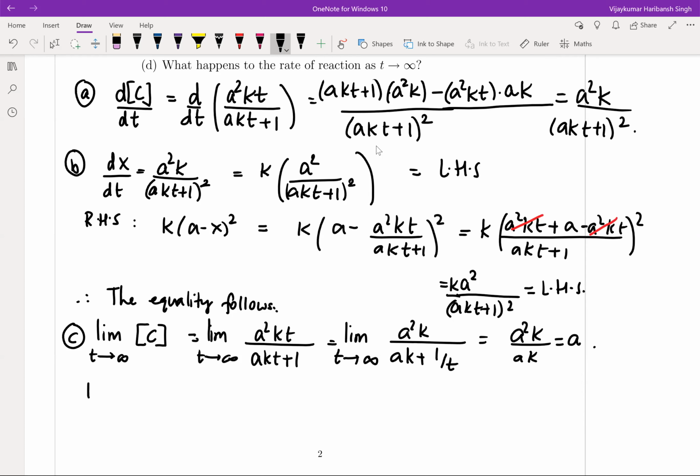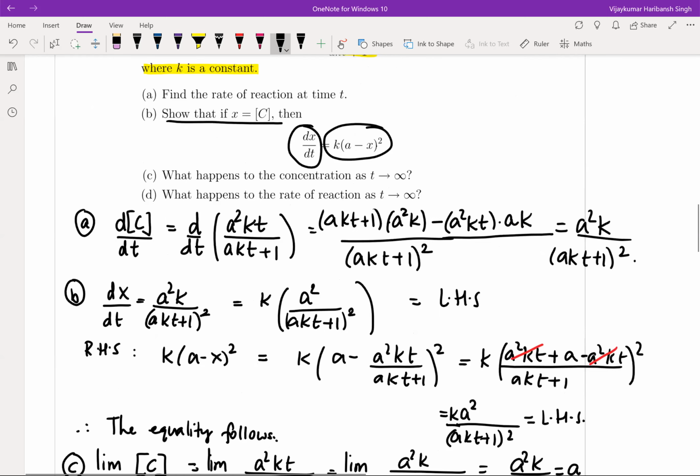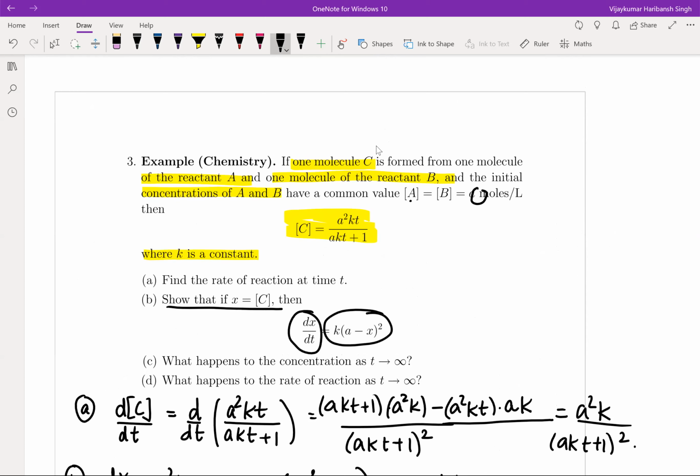So when the reaction goes for a long time, what does it mean? C approaches A moles per liter. And it makes sense, right? Because think about it. You have A moles of chemical A and A moles of molecule B. When you combine them, each pair of molecules gives one molecule of C, so at the end, if the reaction is going properly, all the molecules will be converted to molecules of C, right?